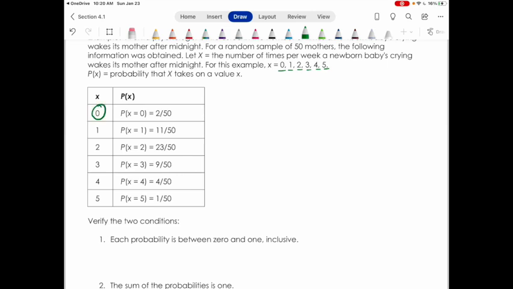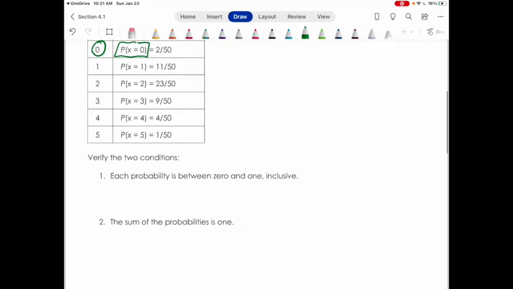Okay, so this 0 here is the variable X. When X is equal to 0, the baby wakes the mother 0 times a week after midnight. Those mothers are very, very lucky. And the probability we found that happened is 2 out of 50. You can see this is the notation that we use when the variable is equal to 0. And then for 1, the probability is 11 out of 50, etc., and you can read down the chart.